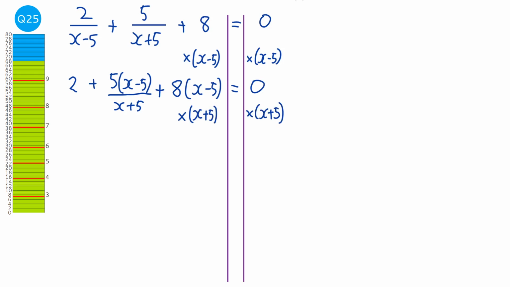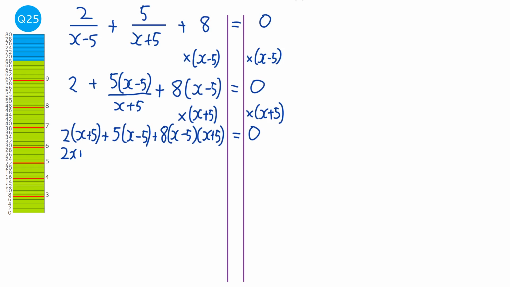Both sides. So this will leave us with 2 brackets x plus 5. That will get rid of this fraction here, and we'll just leave the x minus 5, and then this will become 8 brackets x minus 5 brackets x plus 5. And 0 times anything is just 0. Okay, next thing we need to do is multiply out these brackets.